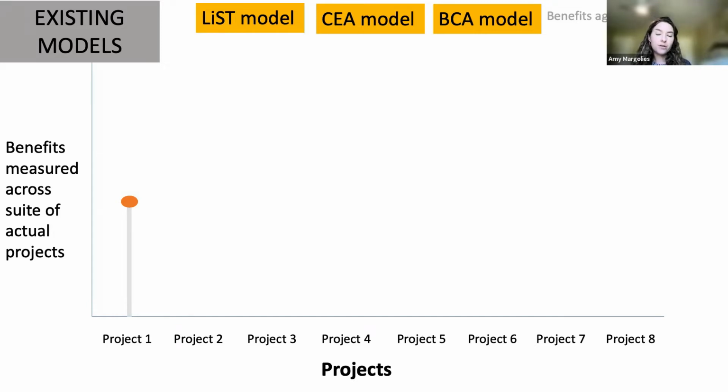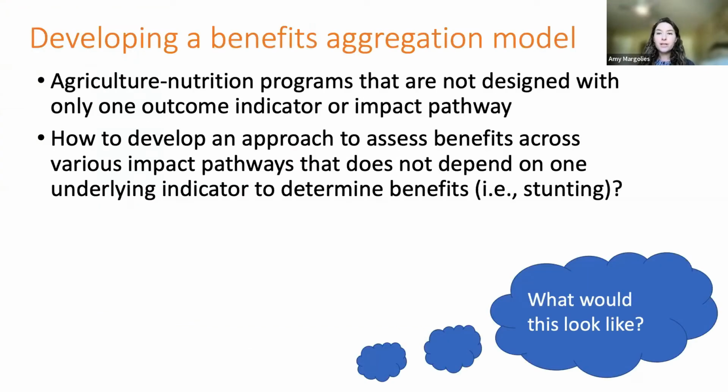We know that nutrition-sensitive programs often don't see impacts on stunting. So when you look across, for example, this actual suite of 8 projects, you only see a benefit for one project that impacted stunting. But it raises the question, what about other projects that had significant impacts on other outcomes? So there are currently no aggregate indicators for the performance of nutrition-sensitive programs and really not much data on costs.